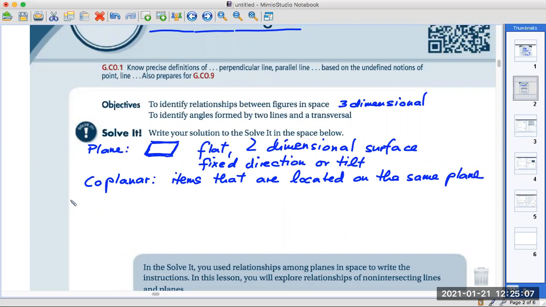And then the word non-coplanar is the opposite. Items that are not located on the same plane. I'm just going to put little tick marks that tell me I have to say the same thing over. I'm just inserting the word not: non-coplanar.